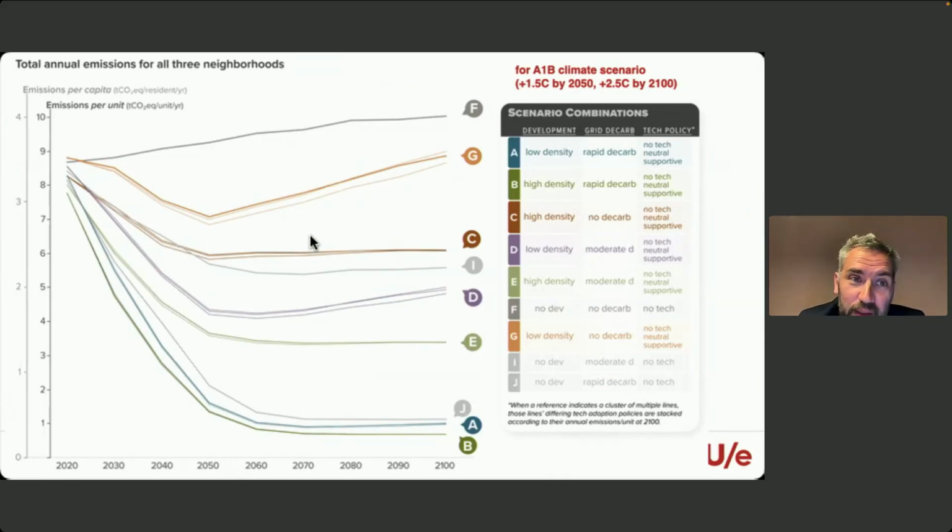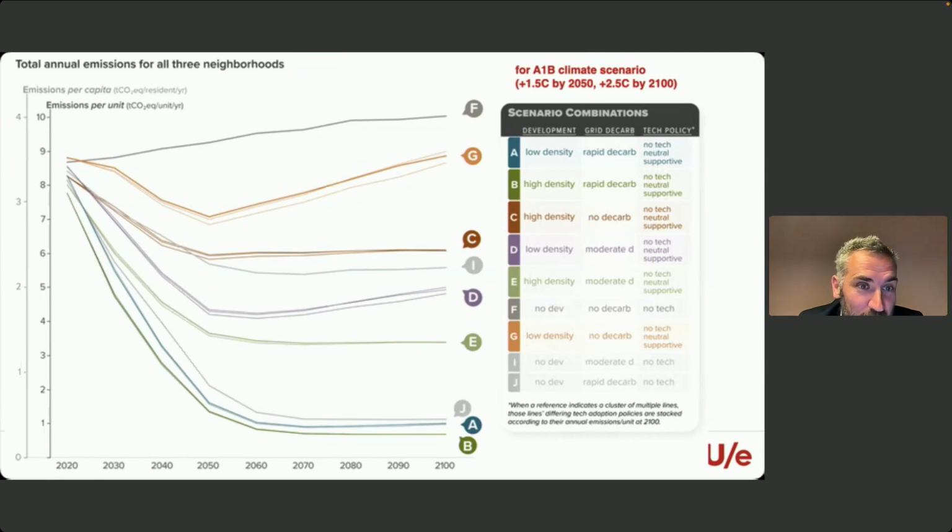And that's because in the case of G, this is low density and no grid decarbonization, which is probably where Texas is heading. So you have efficiency gains because you build new buildings and the old ones go away, and so the new ones are more efficient. That's where you go down on this trajectory. But then eventually climate change happens, and so your demand starts growing. And if your grid is still dirty, your emissions will start growing. And so in this particular scenario, you end up where you started after 80 years. And that's really, really troubling if you look at it.